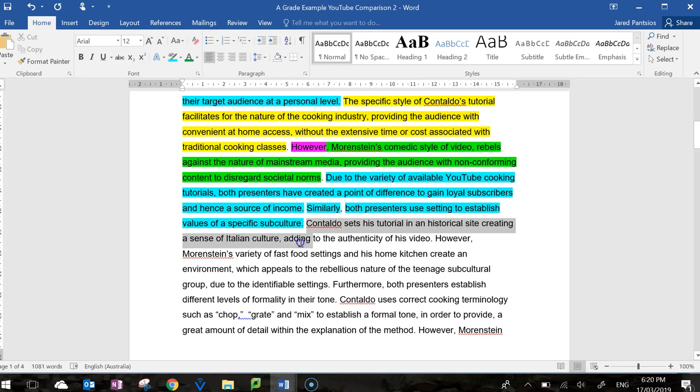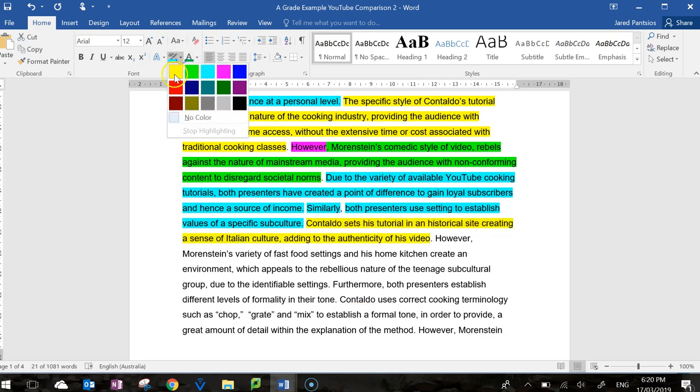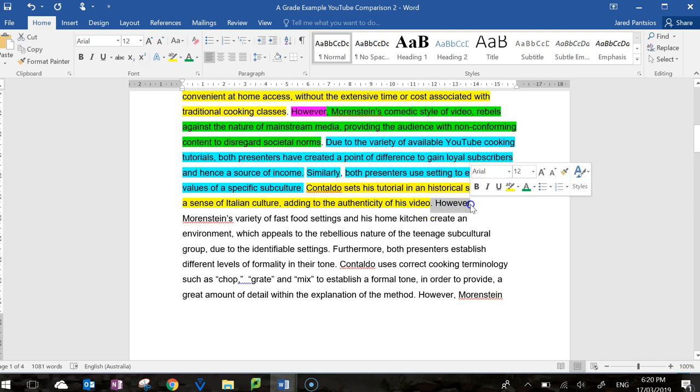Let's go and have a look to see what Comparative sets his tutorial in a historical site, creating a sense of Italian culture, adding to the authenticity of his video. Now, when they said historical site, they could say set in an Italian villa, or specifically Comparative's Italian villa. It doesn't need to have said historical site. Be more specific. We then have a contrast, so we're going to have however. Once again, highlighting, so think about how the student could have varied that if it suits.